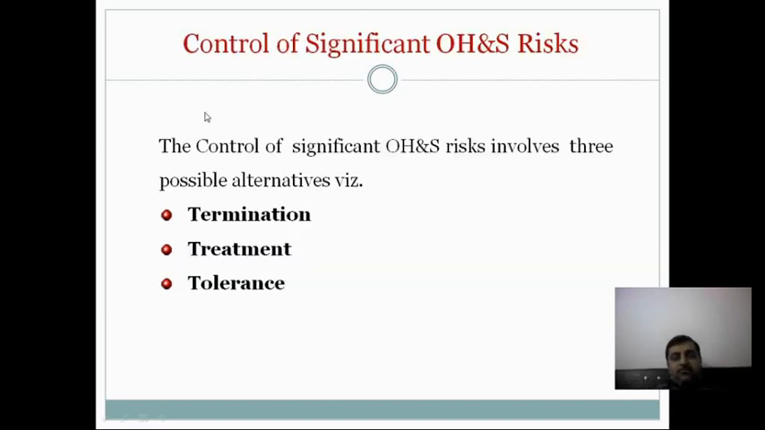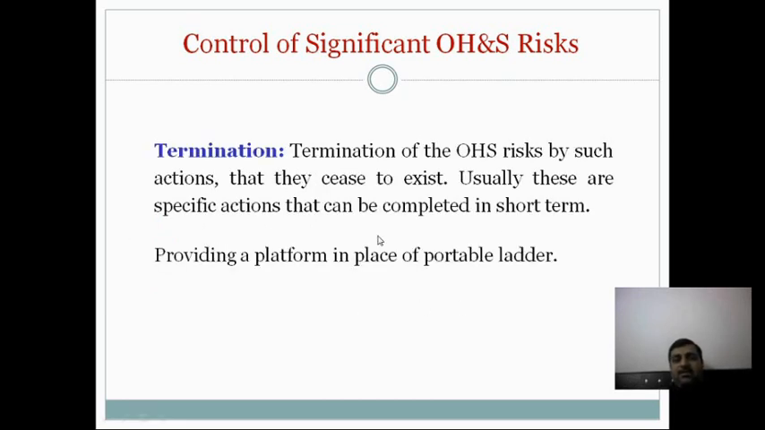For now, we just focus on the final part of the risk assessment, that is control of OH&S risk. That has 3 different parts: termination, treatment, and tolerance. So when you are at a rating scale of 4 or 3, that is where we're looking for termination. When I say termination, we have to take actions such that the risk ceases to exist. Usually there are specific actions that can be completed so that there is complete termination of the risk.